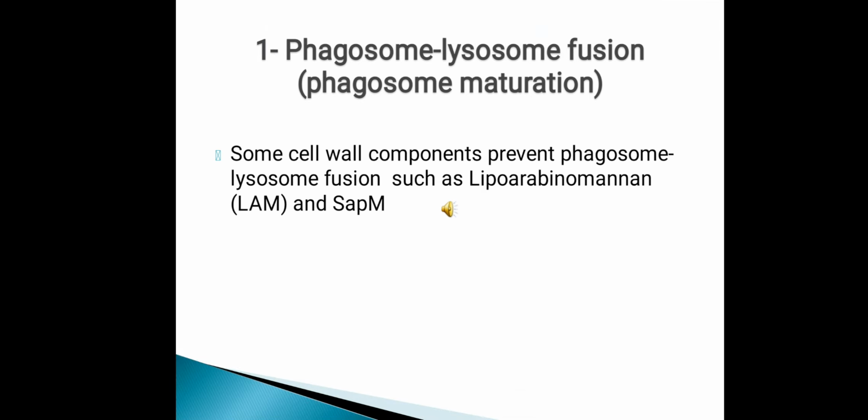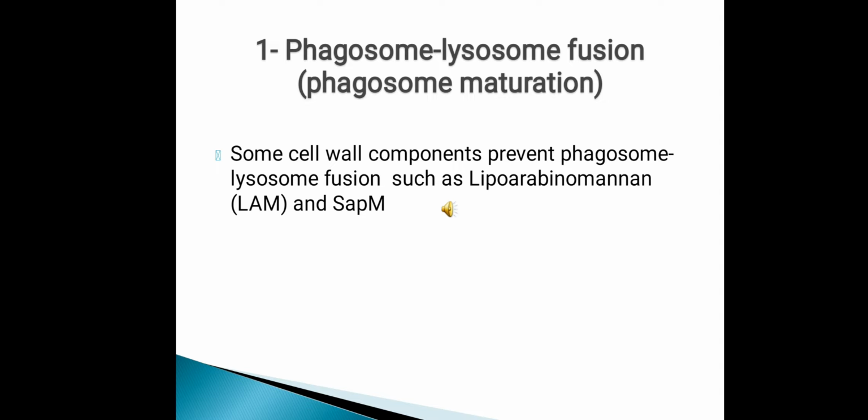The first mechanism for protection of Mycobacterium tuberculosis from the immune cells is called phagosome-lysosome fusion inhibition. As we mentioned in the pathogenesis, when the bacteria enters the macrophage, it isn't destroyed by the lysosome or phagosome of the macrophage. So how can that happen?